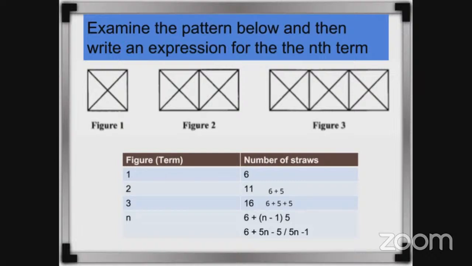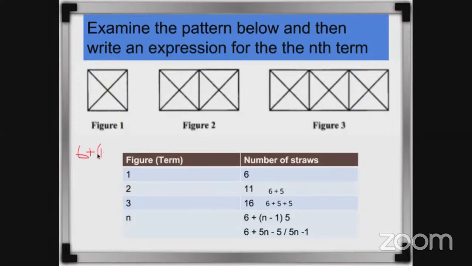So let us look at figure 1. Figure 1 has how many straws? Miss, figure 1 has 5 straws. Come again. Figure 1 has how many straws? Oh, sorry. Figure 1 has 6 straws. All right. So 6. What term are we looking at in figure 1? Miss, we're looking at the first term. So if I wanted to substitute the term that we're looking at for n, what would it be?